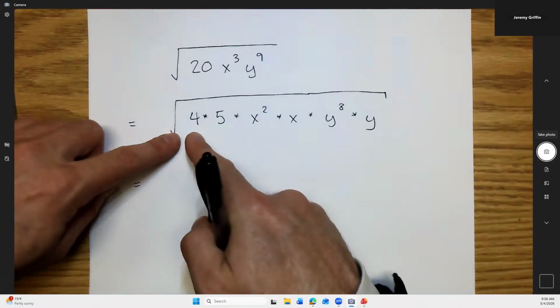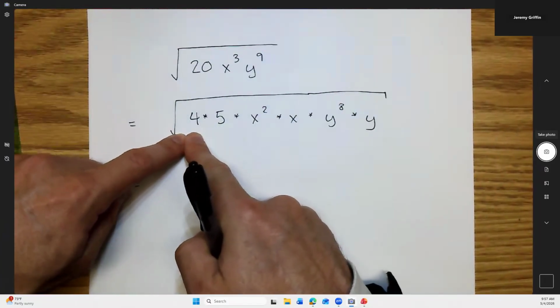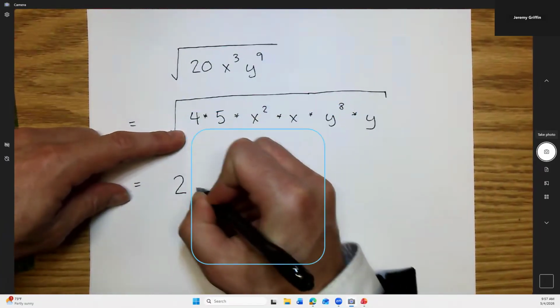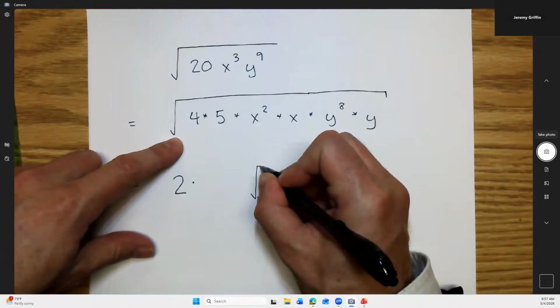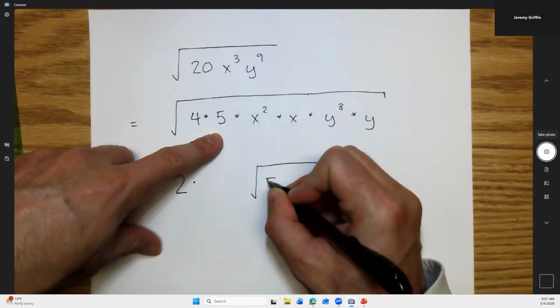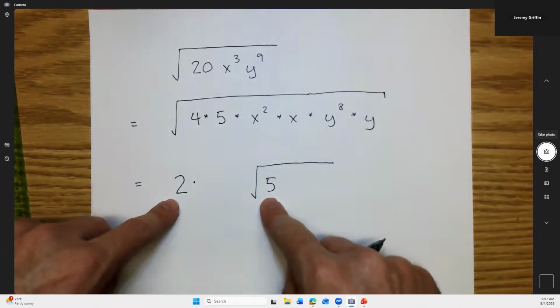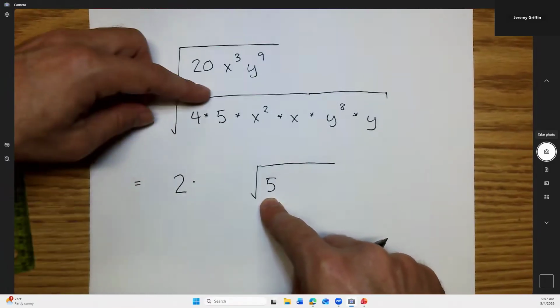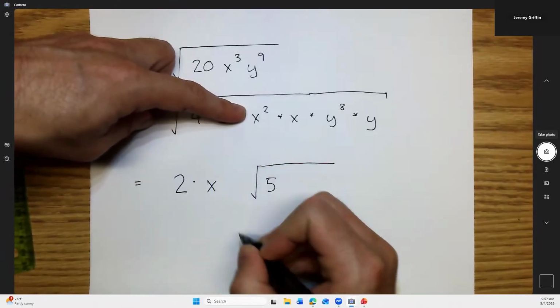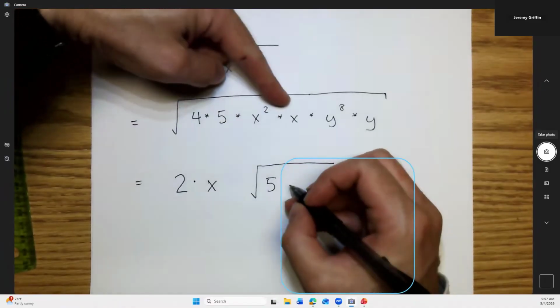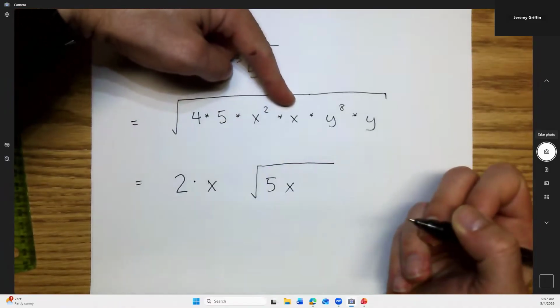Now, what's the square root of 4? 2. So I got a 2 out here. I haven't touched the 5, so I'll set that up later. I still got a 5 that's stuck underneath the root. Is that okay? This turns into this. What's the square root of x squared? Just x. But I still have this x stuck in here, so this x still has to stay inside the root. Is that true?